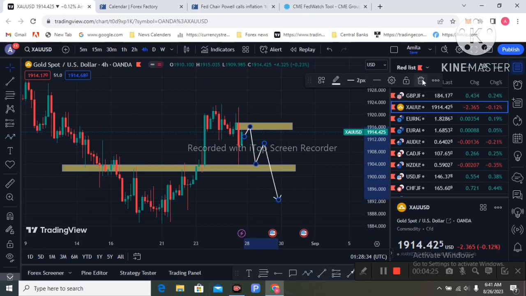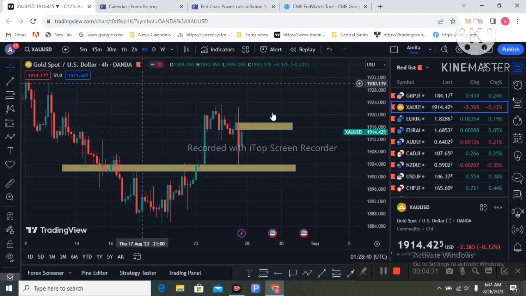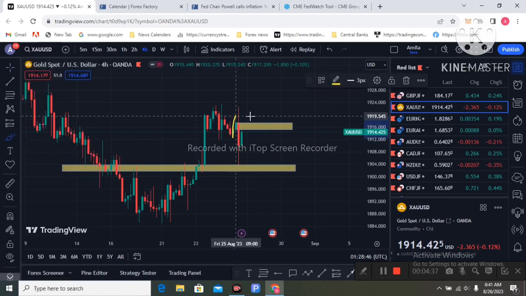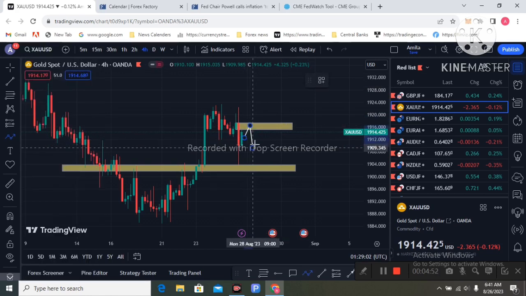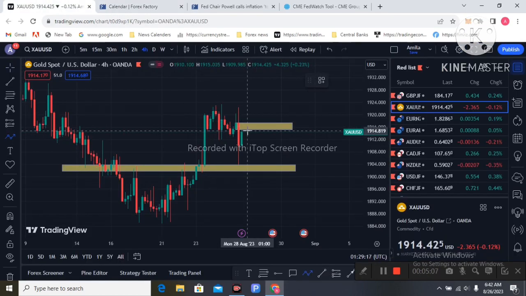I have another option, depending on the economic data. I am marking this sell zone. If sellers do not react to this sell zone, price will not drop from here and will go to the upside. Gold will be upside. So those are the two options. If the non-farm employment change is positive, about 200, that affects gold with a sell-off.